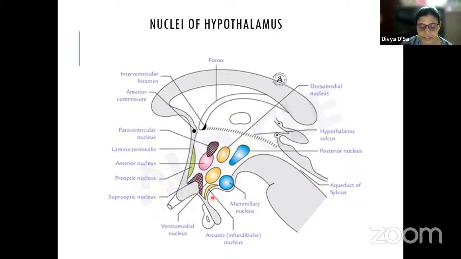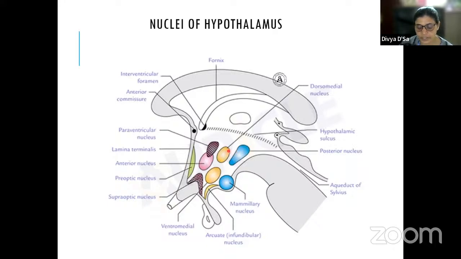Then in the infundibular region, or tuberal region, we have the arcuate nucleus, also called the infundibular nucleus. This nucleus produces the hypothalamic releasing factors. Then we have the ventromedial and the dorsomedial nucleus. The ventromedial nucleus is considered the satiety center. So on stimulation, what happens? It inhibits the urge to eat.